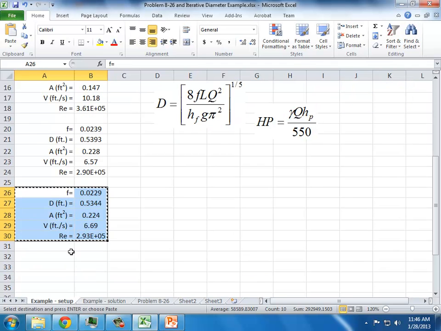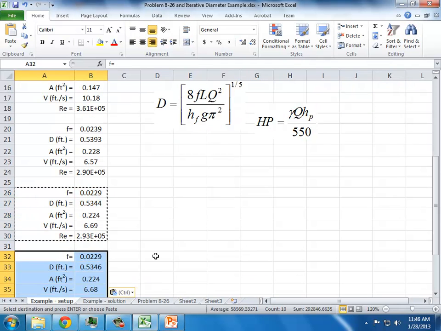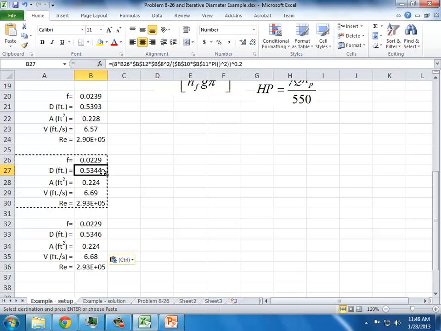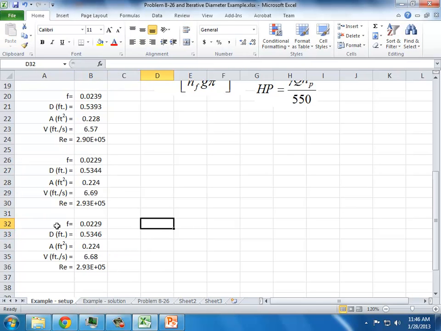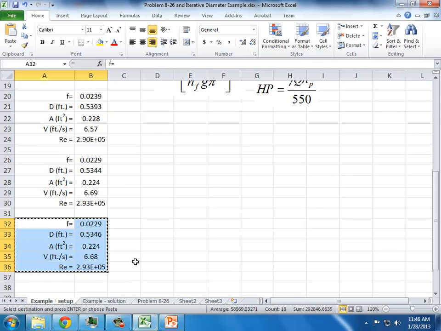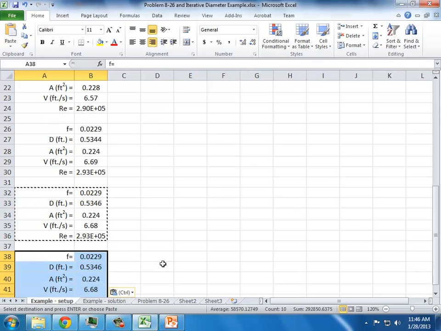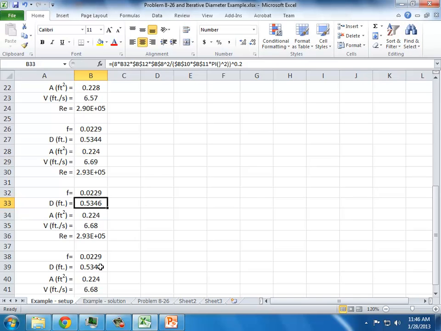So I can Control-C, Control-V again, and the solution essentially is almost converged. There's hardly any change. I'll just do it one more time because it's easy. Control-C, Control-V, and now there was no change this time. And so the solution is converged completely.